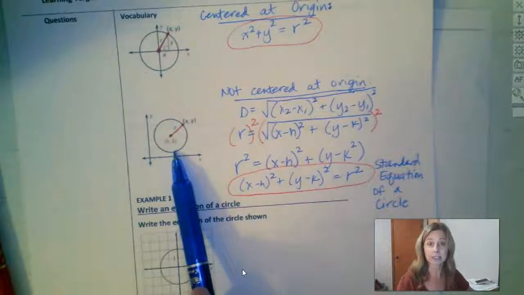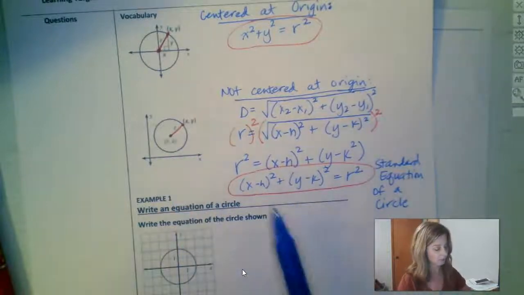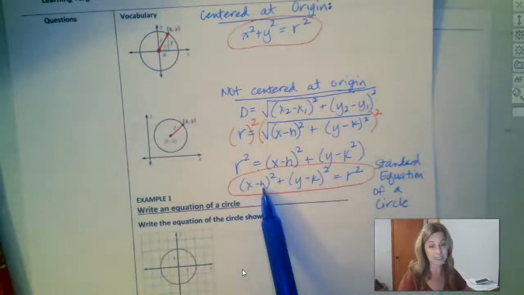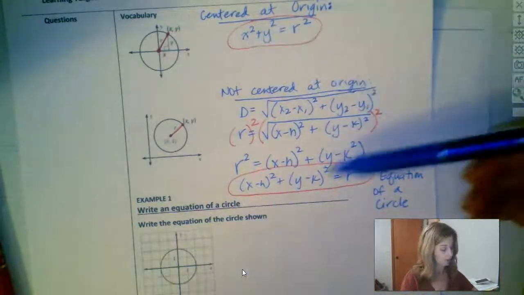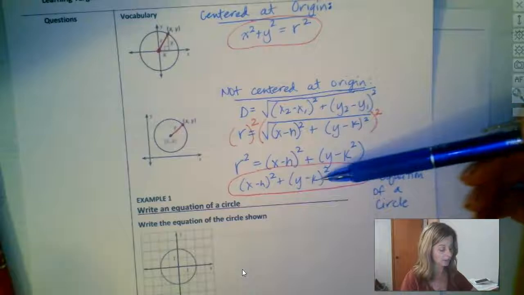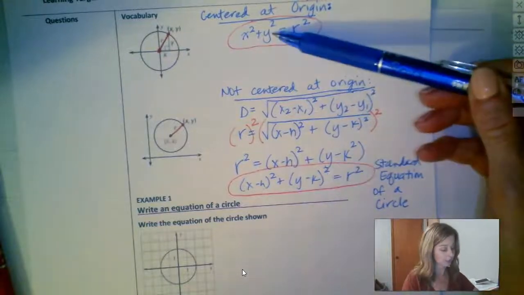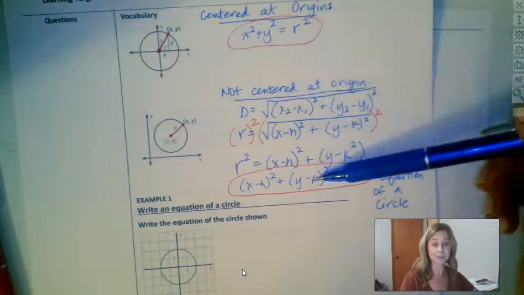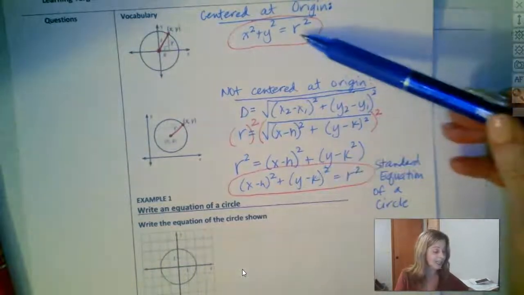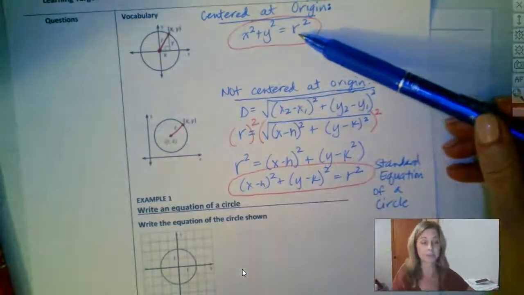Now, what if the center is the origin, 0, 0? Notice if I plug a 0 in here, x minus 0 is just x, and I'm left with x squared. Plug a 0 in for k, y minus 0 is just y, so y squared. So this formula is no different than this one.